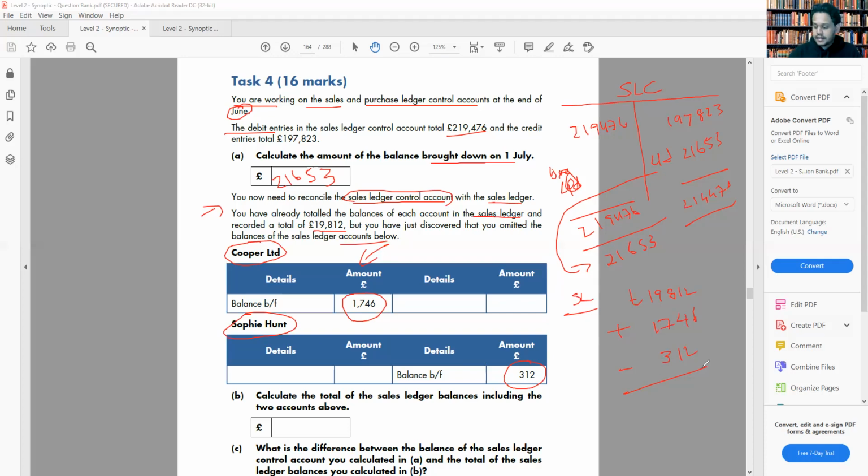So I'm going to say 19,812 plus 1,746 and minus 312. That gives me 21,246. So after adjusting the two balances, I'm going to add this one and minus that. Sales ledger normally is a debit balance. If there's a debit, it will be increased. If there's a credit, it will be minus.